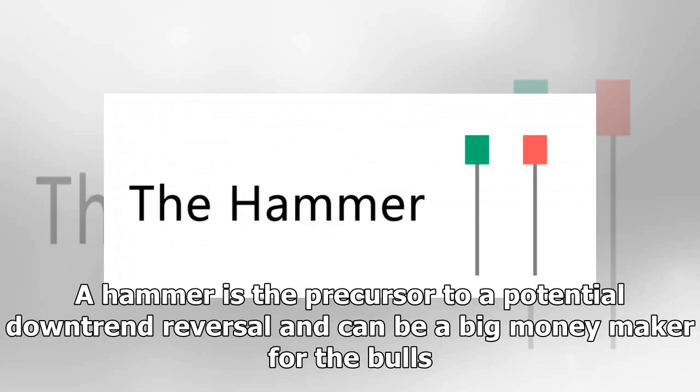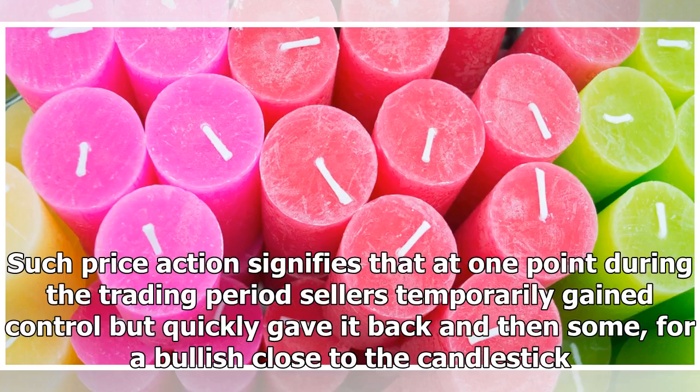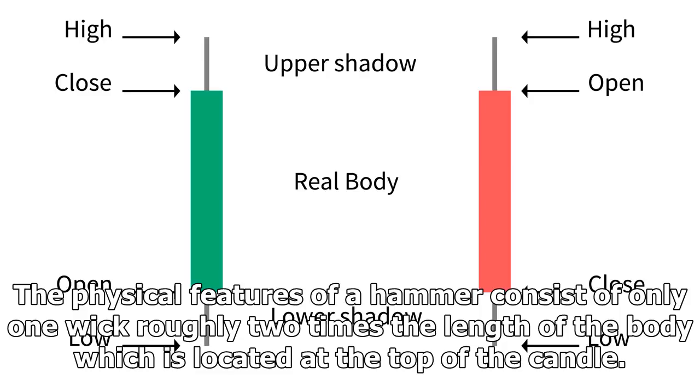A hammer is the precursor to a potential downtrend reversal and can be a big money maker for the bulls. Hammers are formed when price sinks below the open only to later return and then close above the open. Such price action signifies that at one point during the trading period sellers temporarily gained control but quickly gave it back and then some, for a bullish close to the candlestick. The physical features of a hammer consist of only one wick roughly 2 times the length of the body, which is located at the top of the candle.